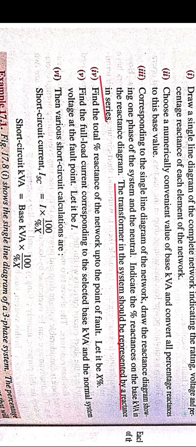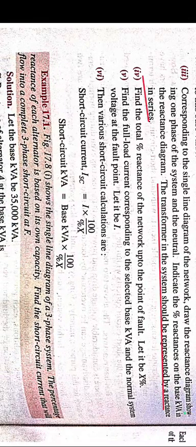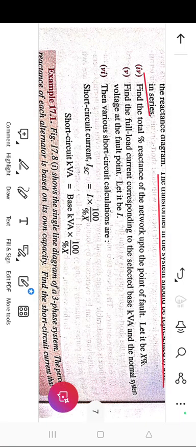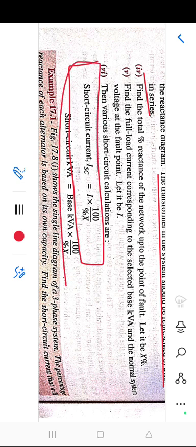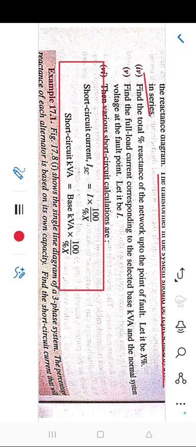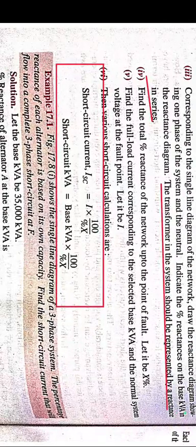Let it be percentage X. Find the full load current corresponding to the selected base kVA and the normal system voltage at the fault point. Then the short circuit current is I into 100 divided by percentage X.